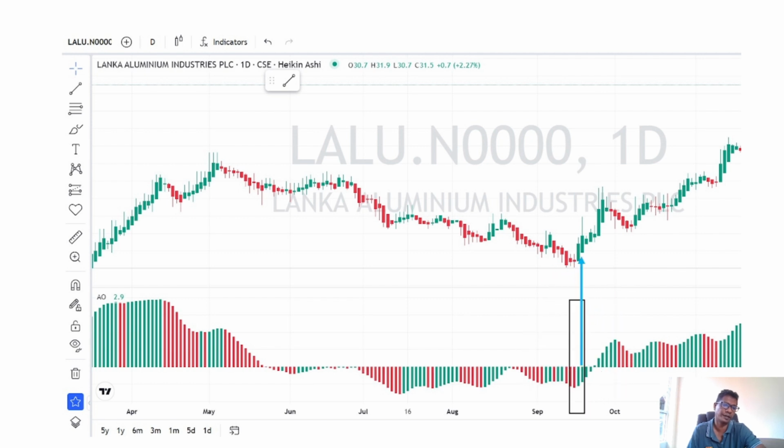I have highlighted the perfect buying point using these two twin peaks under the zero line. This is the perfect buying point.